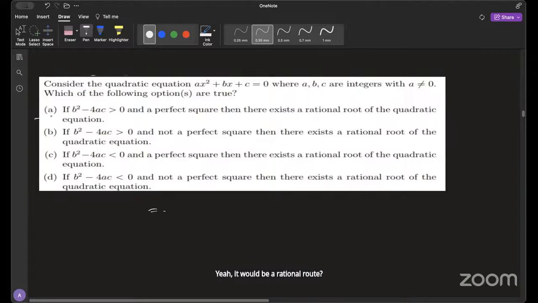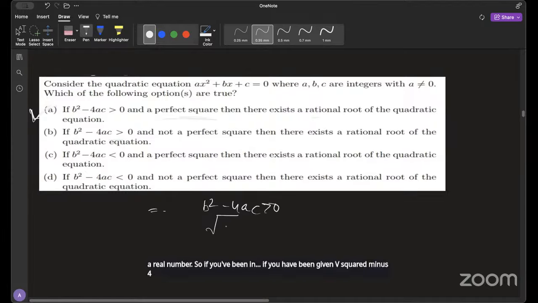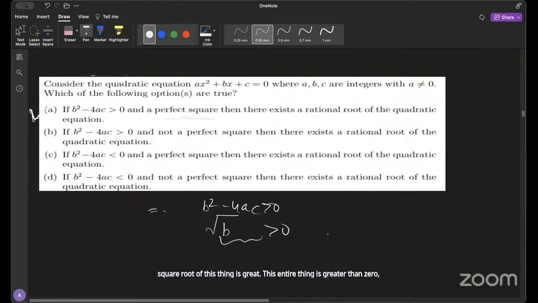Yes, it will be a rational root in particular, because one more piece of information is given to you, which is that it is a perfect square. And if you have this greater than 0, that means the square root is a real number. So if b square minus 4ac is greater than 0, this entire thing is a real number, but we're not sure if it's a rational number or irrational.